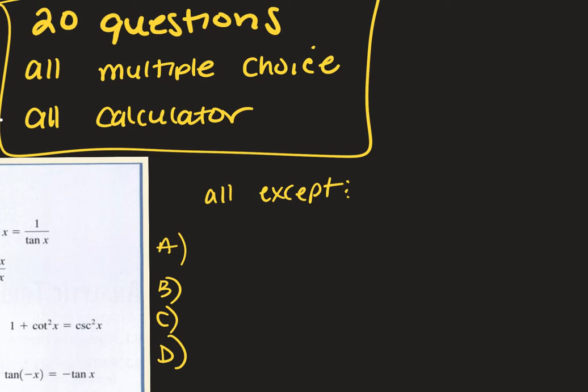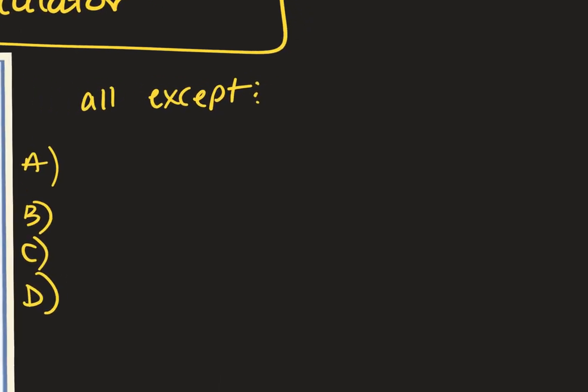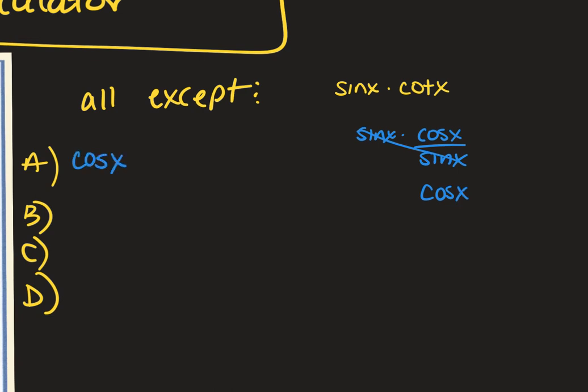Like, it could say simplify the expression, one of your verifying. I'll make it easy. Let's say it's sine of x times cotangent of x. Something super easy like that, right? So if I wanted to verify this, I could change it to what? Sine of x times cosine over sine. And then these would cancel, and my answer is cosine. So cosine might be an answer here.